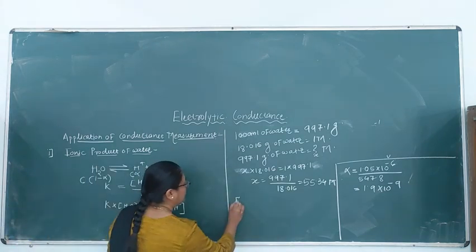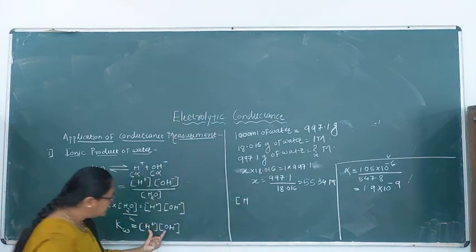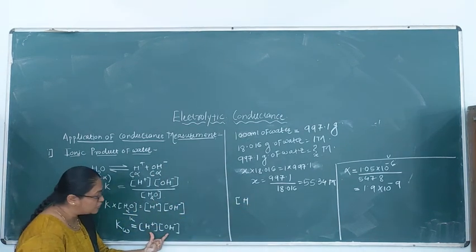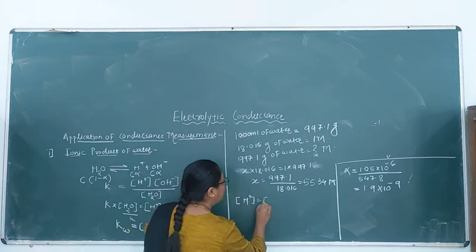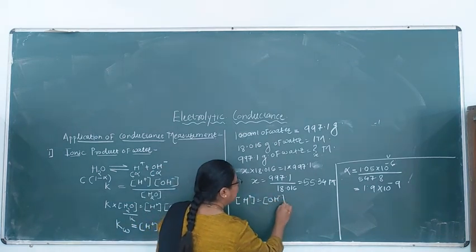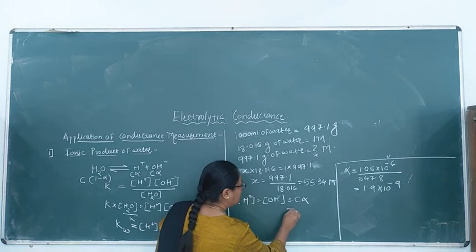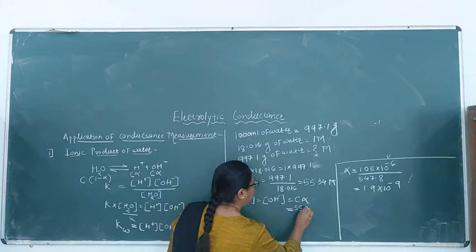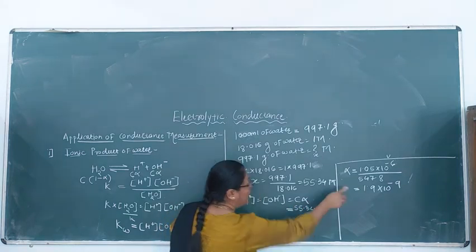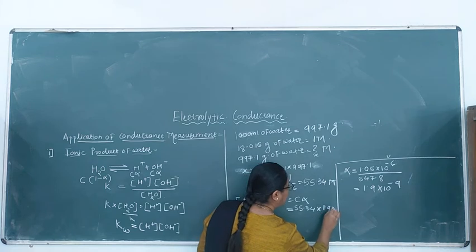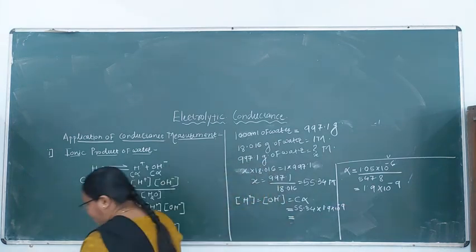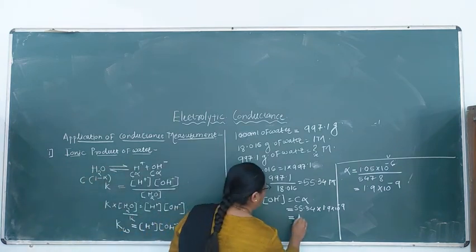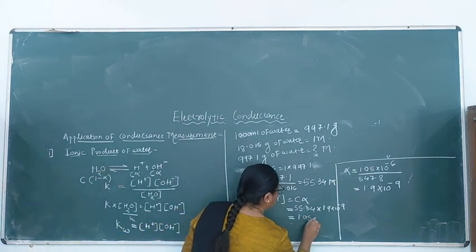Now, concentration. We must know the concentration of both of these ions, and here the concentration of both of these will be exactly the same, that is C alpha. So let's calculate it. 55.34 into alpha is 1.9 into 10 to the power minus 9, and this comes out to be 1.05 into 10 to the power minus 7.